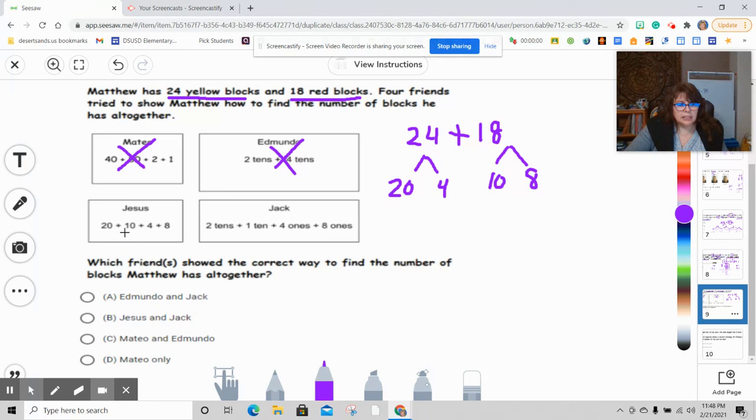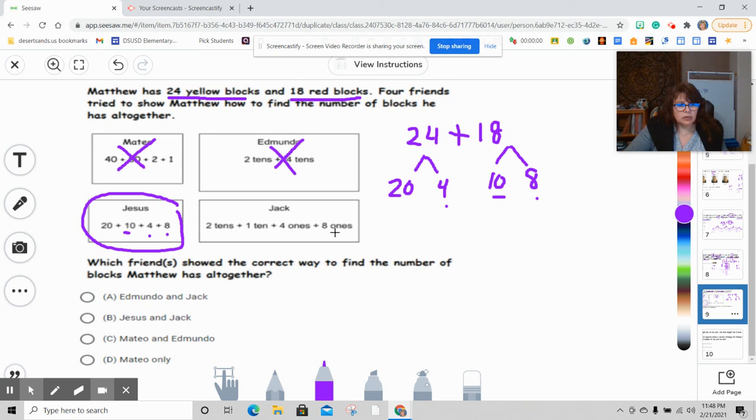Then I go to Jesus, and I have 2 tens or 20, which is right here. Then I have a 10, which you could see over here. Makes sense. Then I have 4 ones, which is right here. And then I have 8 ones, which is right here. So that makes sense. So Jesus is a good choice. I'm going to circle Jesus.